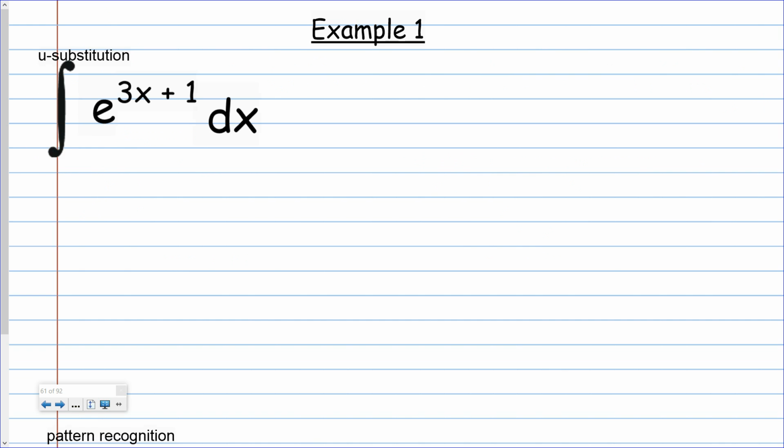So the integral of e to the u du is equal to e to the u, right? If the derivative of e to the u is e to the u, then the integral of e to the u is e to the u. So pretty easy to remember, okay?